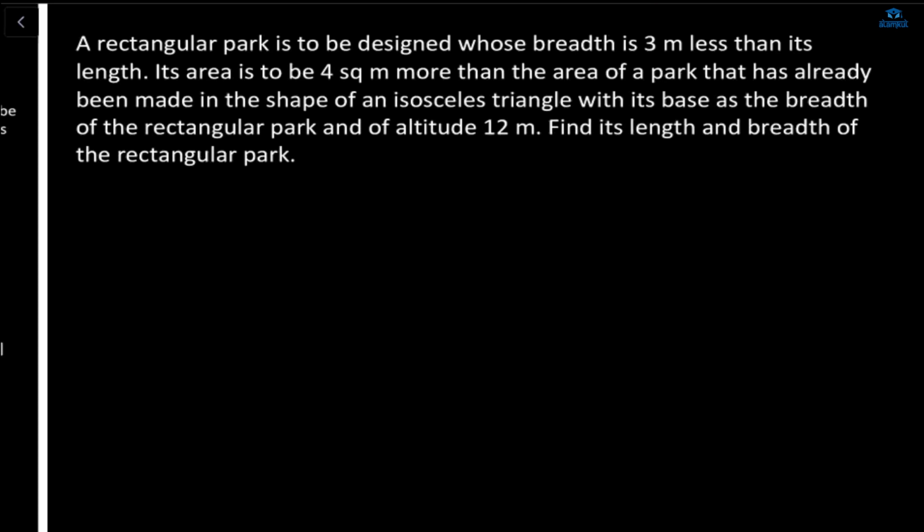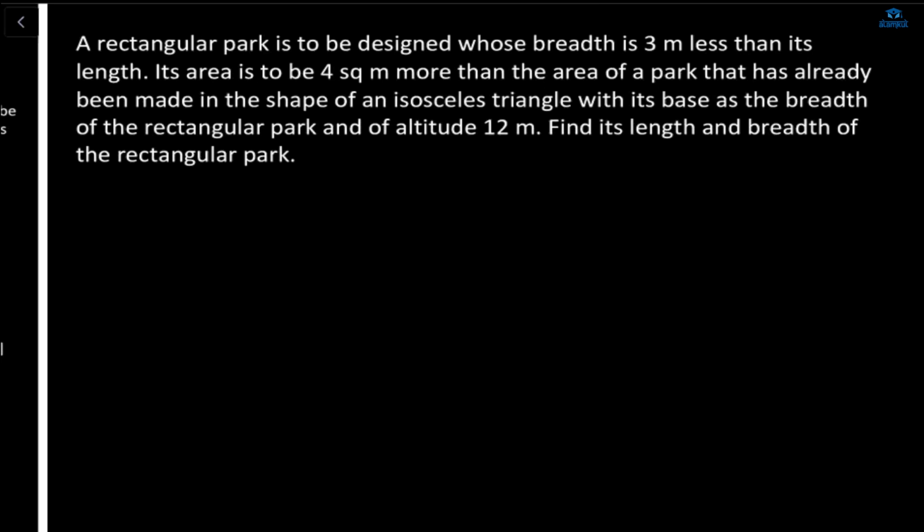3 meters come off the length. So if the length of the park is x meters, then the breadth will be x minus 3. And if you are assuming that the breadth of the park is x, then the length will be x plus 3, because the breadth is 3 less. So obviously the length will be greater.